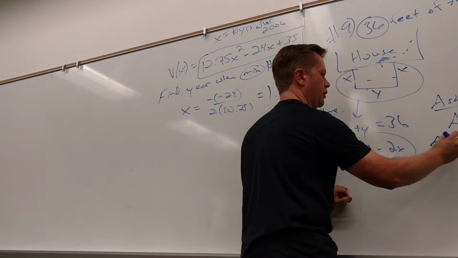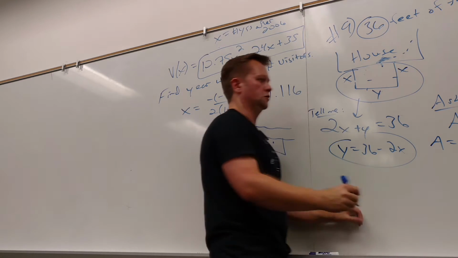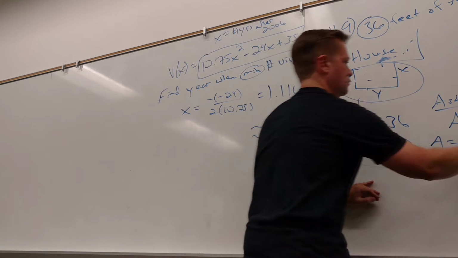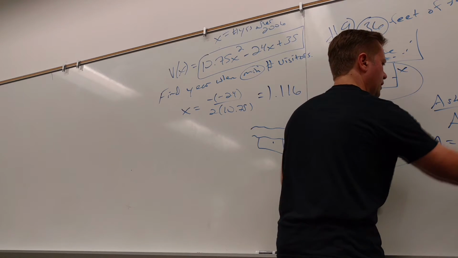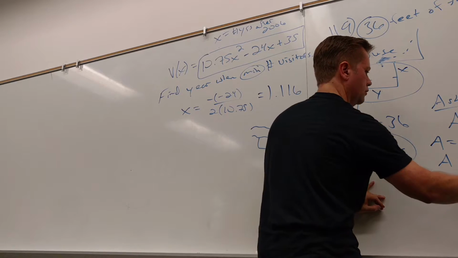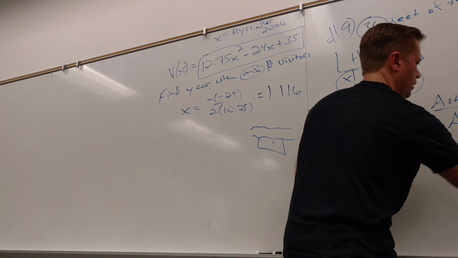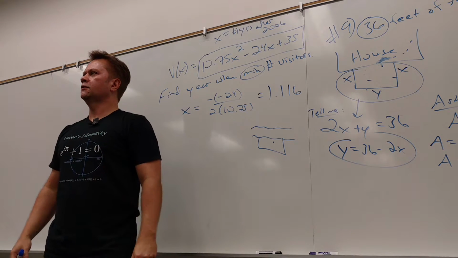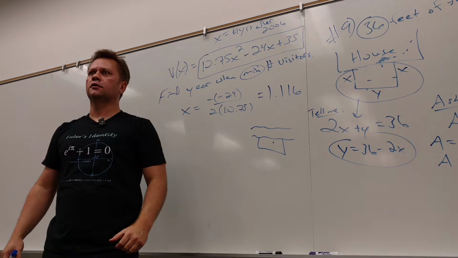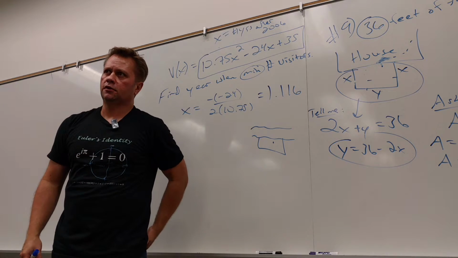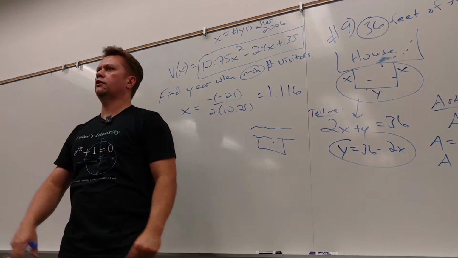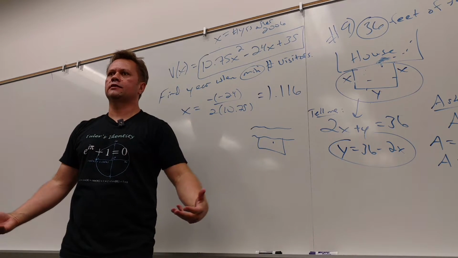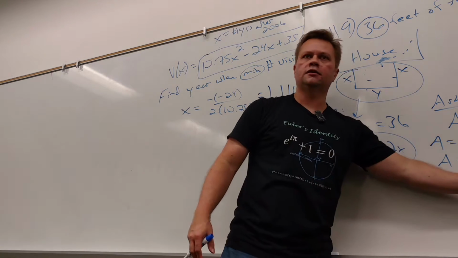If I take this, I know y is this. So then how can I write the area? X times 36 minus 2x, because that's what y is. If I distribute the x, what do I get? I get 36x minus 2x squared. What would that look like if I graphed it? What's the highest power in there? Squared. So what would it look like if I graphed it? Be more specific. Line go down. Down parabola. I love it. Why is it a down parabola? Because the coefficient of x squared is negative.